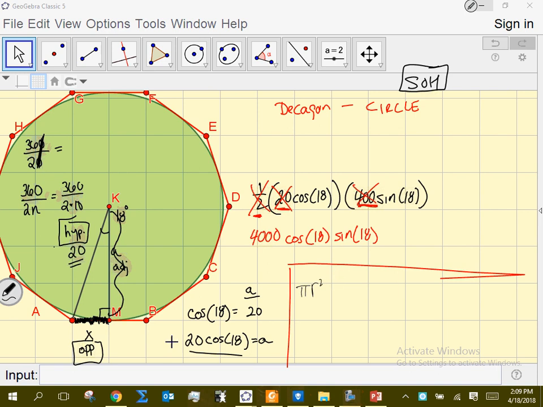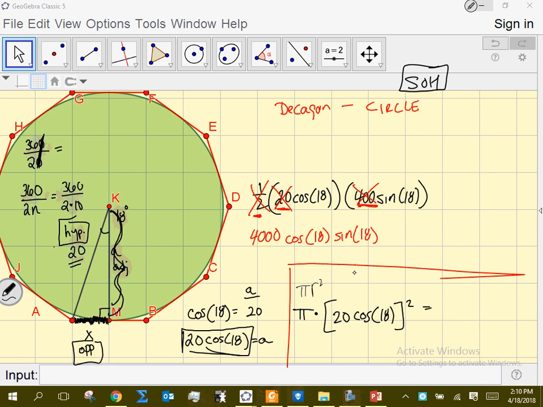Close. You're missing the 20 here. Oh, I was looking at the top part. Yeah, it'd be 20 cosine 18 squared times pi. Right, because that distance right there, which is your apothem, is also the radius of the inscribed circle. And that's what we wrote down at the beginning. The apothem is equal to the radius of the inscribed circle. So we have pi times r, but r is now 20 cosine 18. And we square that, okay?